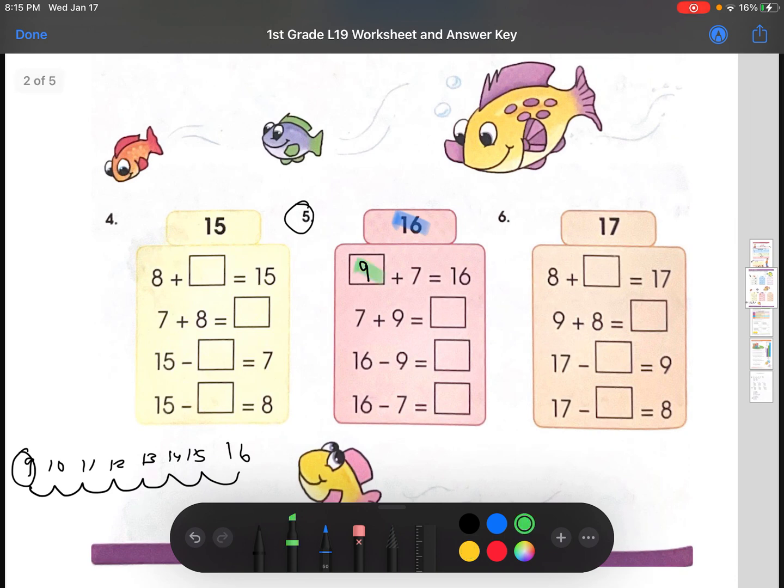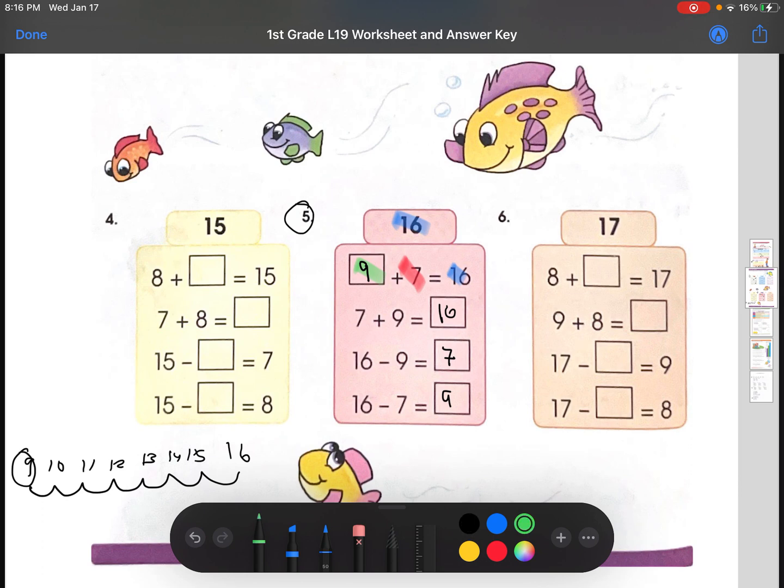9, 7, and 16 are basically the three numbers of the fact family. So we're just going to repeat these numbers. So 7 plus 9 is equal to 16. And 16 minus 9 is equal to 7. And if 16 minus 9 is equal to 7, then 16 minus 7 is equal to 9.